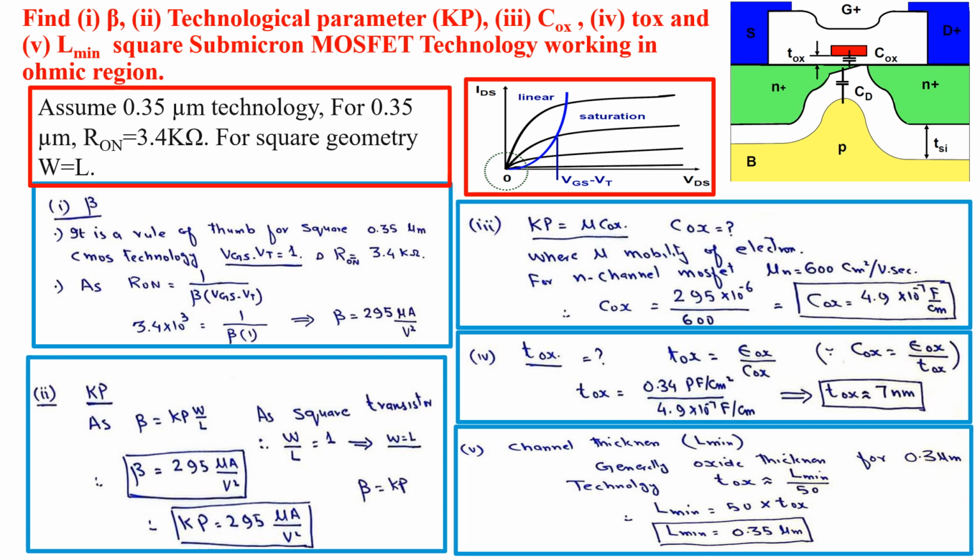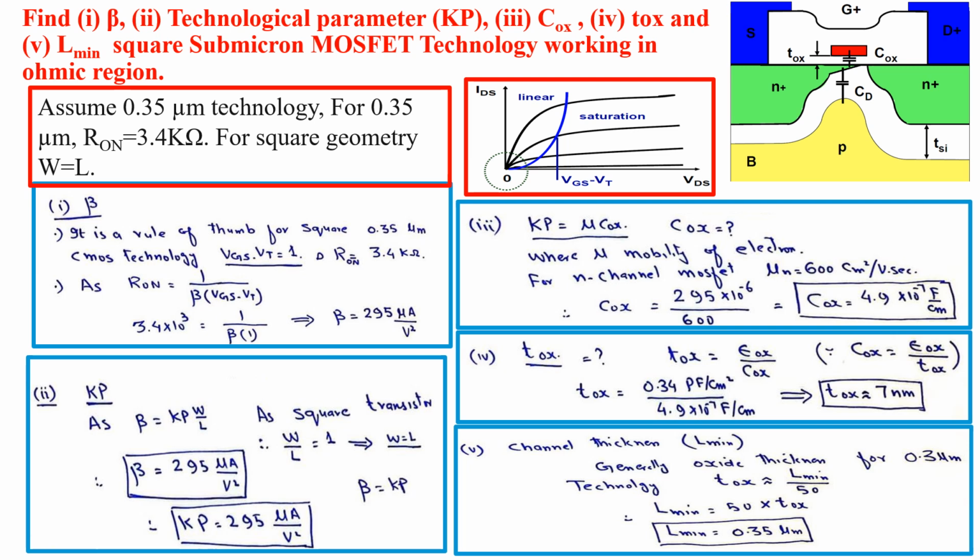Now, an important thing is that we assumed we use 0.35 micrometer technology, which means the channel length is 0.35 micrometer. We can easily check that because it is a rule of thumb for submicron technology, and particularly 0.35 micrometer technology: T oxide is equal to L minimum divided by 50. That is, T oxide is one fiftieth of the channel length. So when 50 is multiplied by the T oxide we calculated, 7 nanometers, our channel length is equal to 0.35 micrometer.